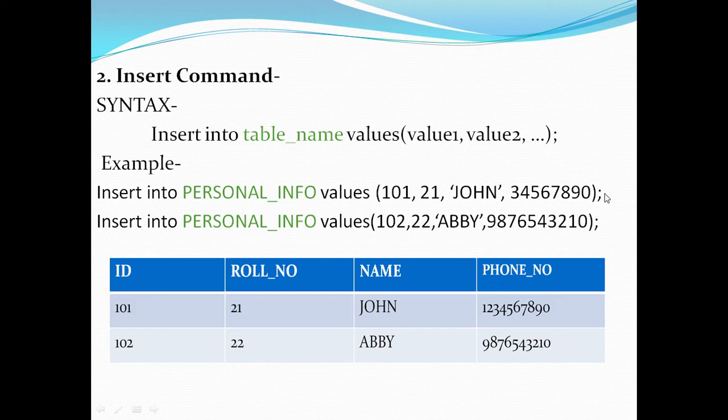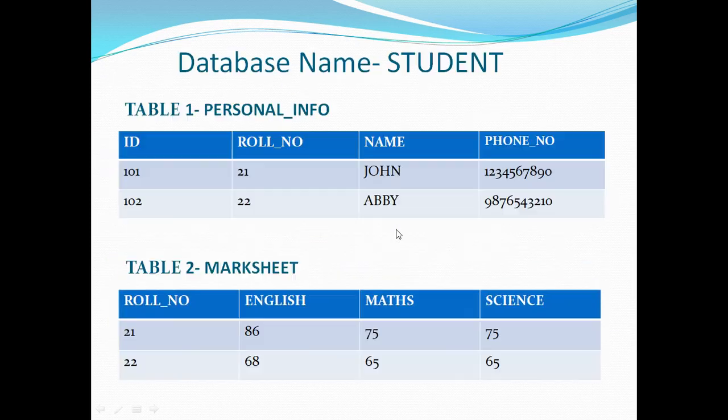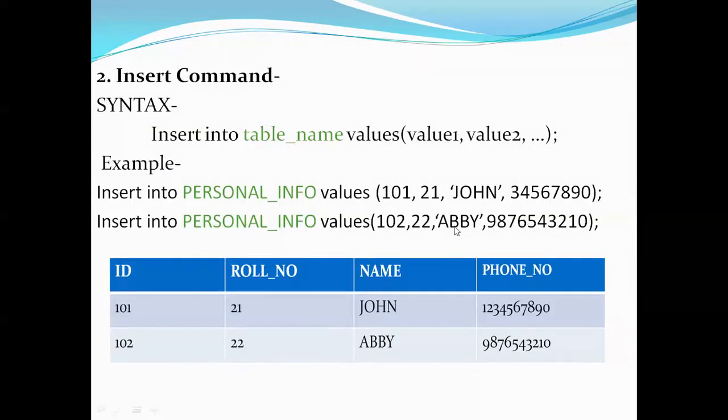As soon as we run this query, the first row will get inserted. Similarly, in the same way we have to insert the second row also. So again the same query: insert into personal info, values, and the different values. What are the values? 102, 22, Abby, and the phone number. As soon as you run this query, the second row will be inserted. So similarly, you can insert multiple rows in this table.